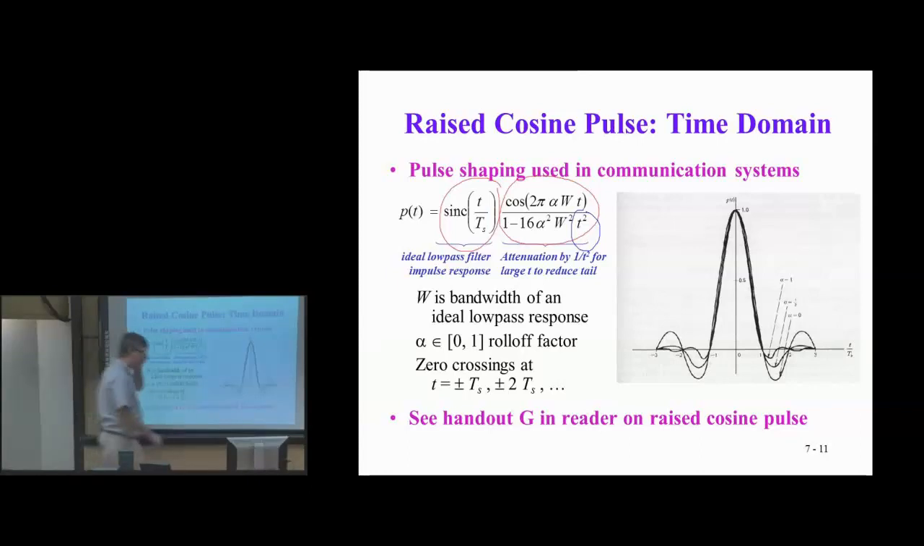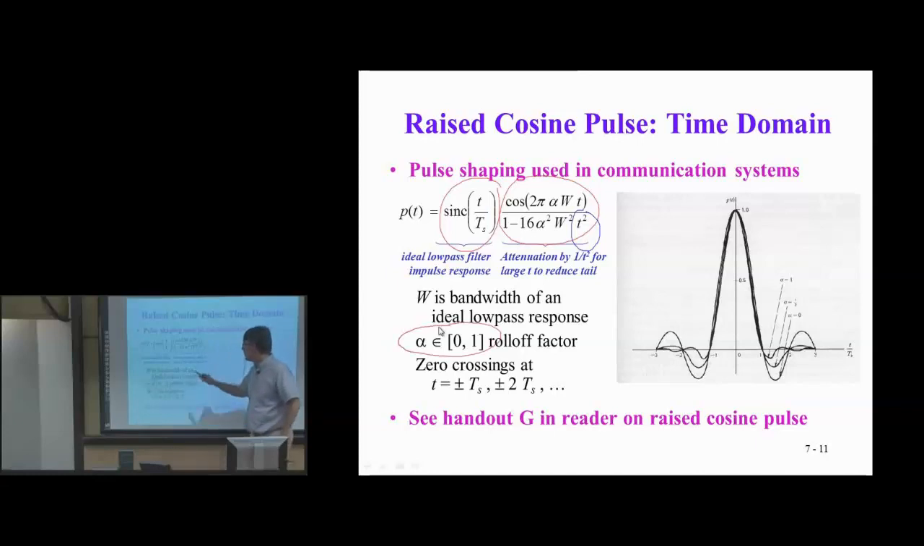All right. So if you look at the time domain response, the sinc you can kind of see. So let's go back to the parameters. Again, capital W is the bandwidth of the ideal low-pass response. This is 1/2 the sampling rate. Alpha is a roll-off factor. It's from 0 to 1 inclusive.